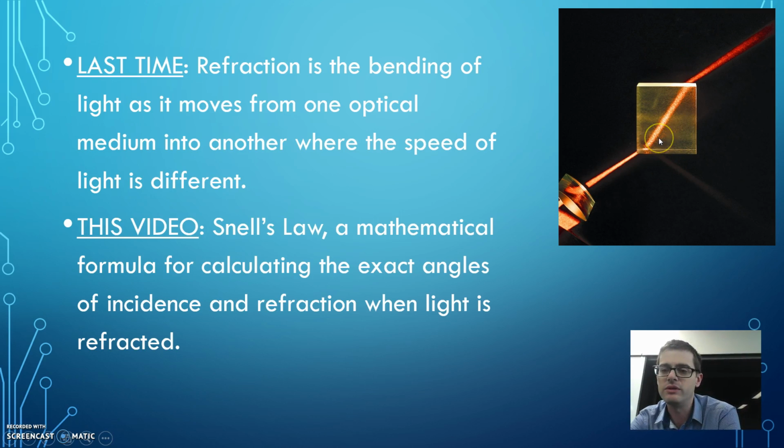So this diagram here in the top right-hand corner shows a light ray passing from air into a block of plastic or glass and being refracted, bent inwards, and then as it passes back out from the plastic into the air again, it's bent outwards. So in this video, we're going to take that idea and extend it beyond just purely descriptive language to actually come up with a thing called Snell's law, which is a mathematical rule that allows us to calculate the angles of incidence and the angles of refraction.